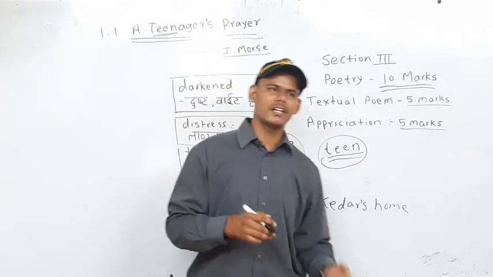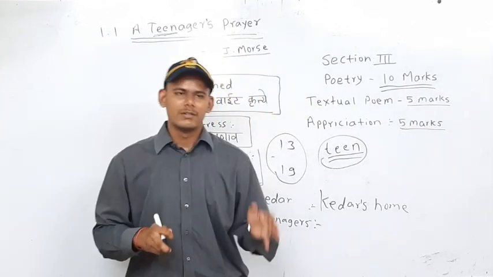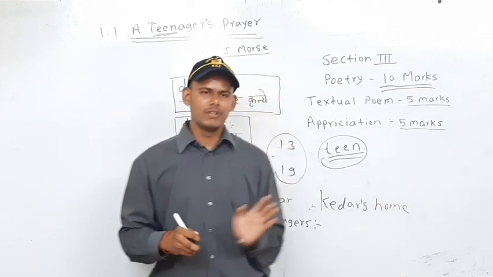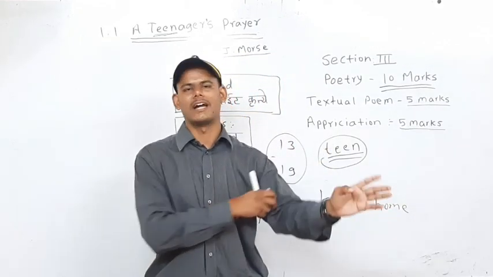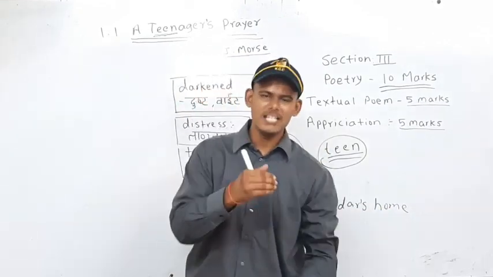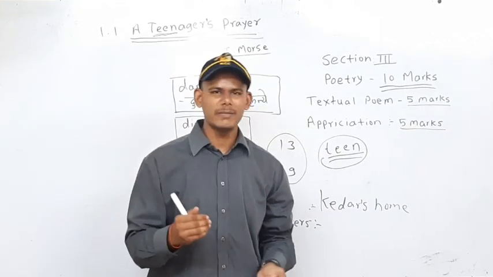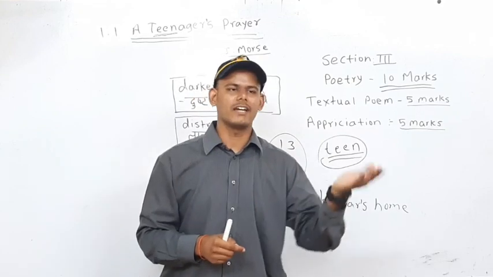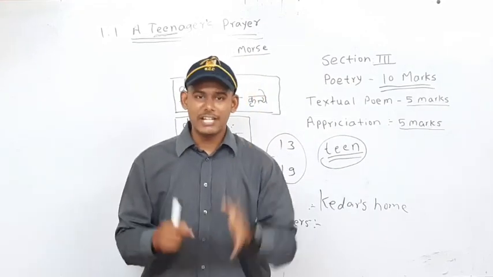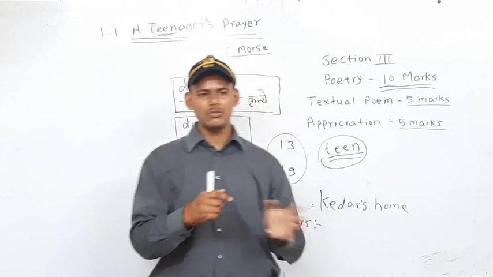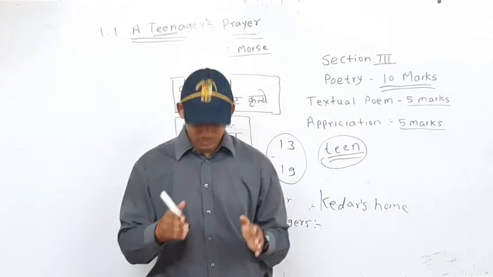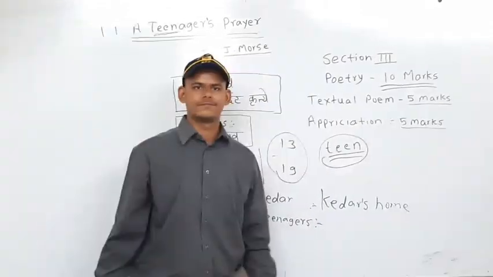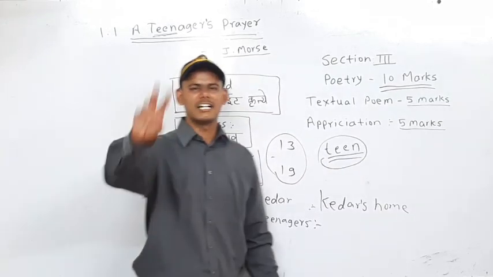That means the poet is telling in his poem that if we go towards the darkened road, that way will give us distress. Distress means tension. If we go towards the wrong way, that wrong way might give us tension. So that's why we have to take the right way of our life. Let's move towards the third stanza.